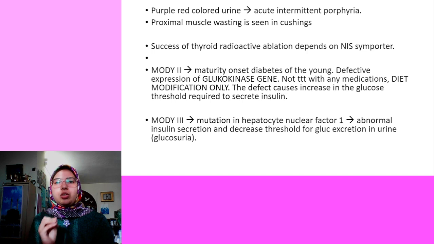Purple, red colored urine. That could be due to acute intermittent porphyria. Proximal muscle wasting is seen in Cushing's. Successful thyroid radioactive ablation depends on the NIS symporter.